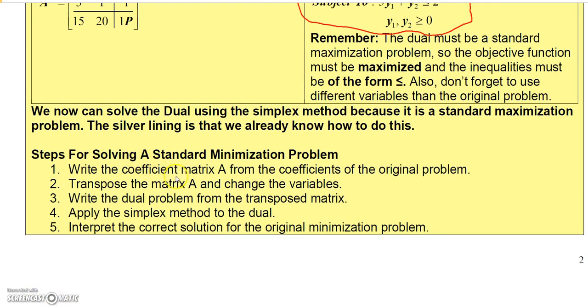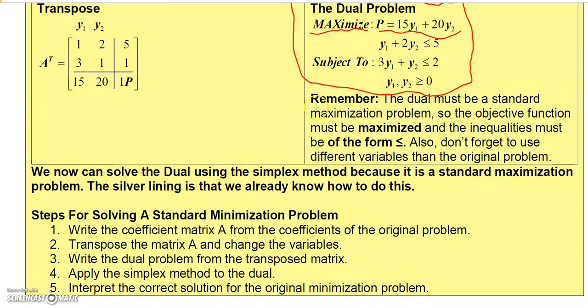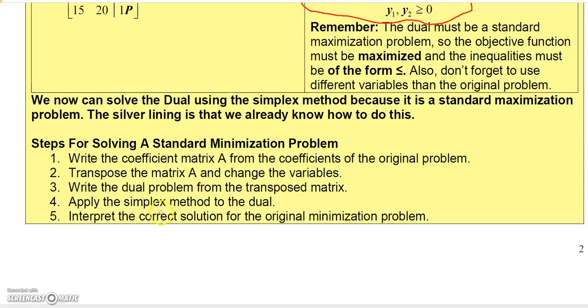So here are the steps for solving a standard minimization problem. You write the coefficient matrix, which we did up there, and then you transpose the matrix, which we did, and we got that matrix there. And then you write the dual problem from the transpose matrix, which we did, and there's our dual. And then you apply the simplex method to the dual. And then finally you interpret the correct solution for the original minimization problem.